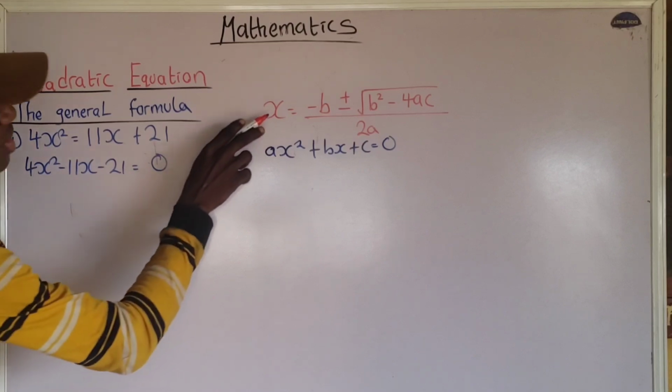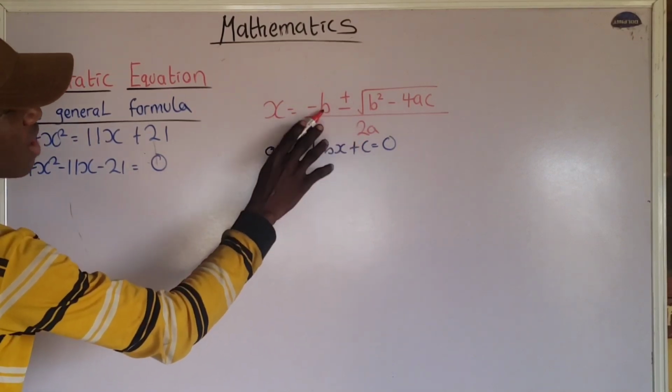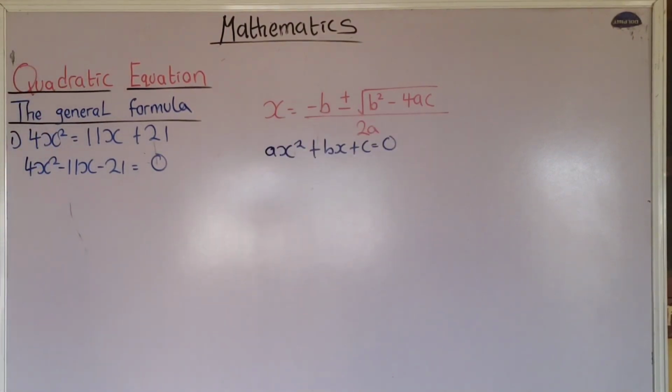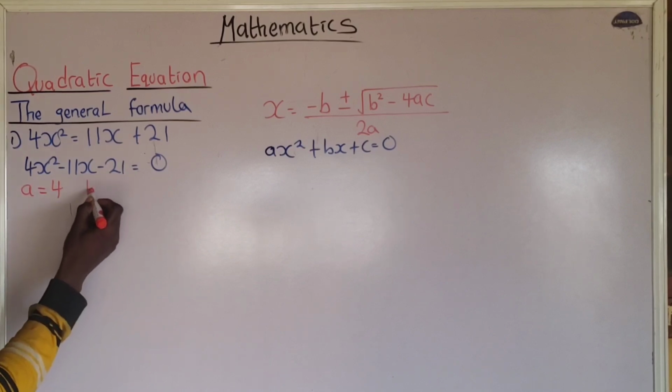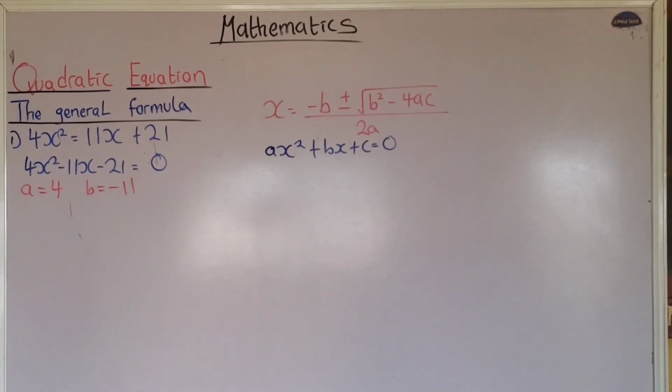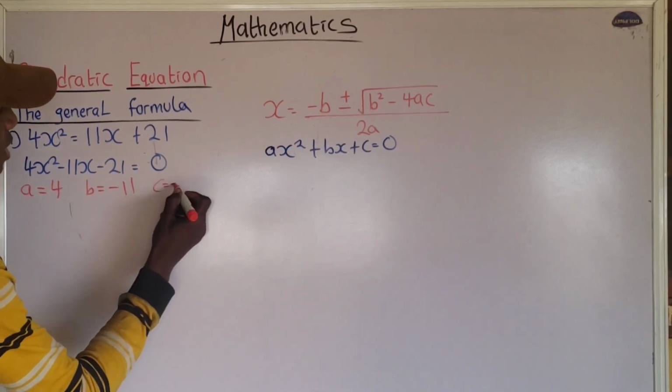Okay, you see, in this quadratic formula, we have A, we have B, and we have C. A is the coefficient of x squared. If you look at this quadratic equation, the coefficient of x squared is what? 4. So A is 4, and B is the coefficient of x. So B is what? Negative 11. And C is the constant term, the term that doesn't have any x attached to it. You understand? So here, C is equal to negative 21.